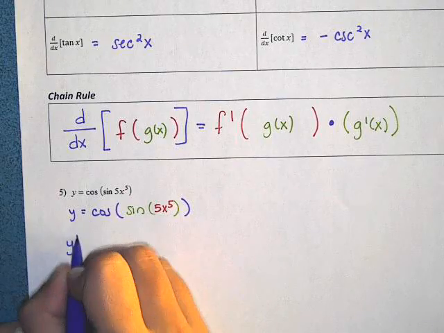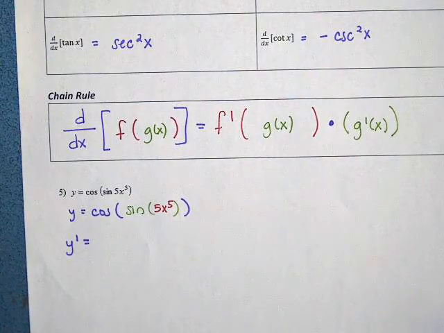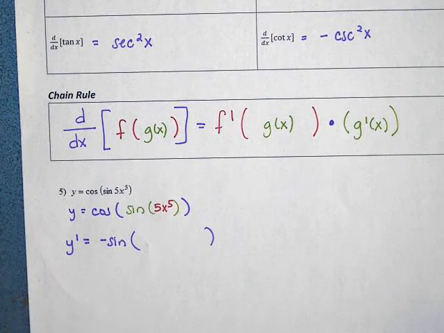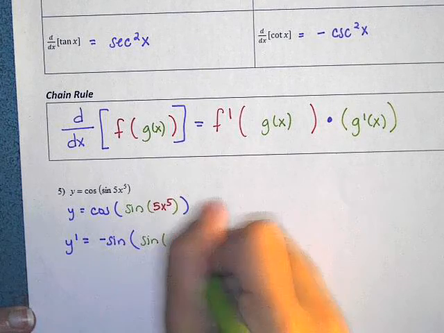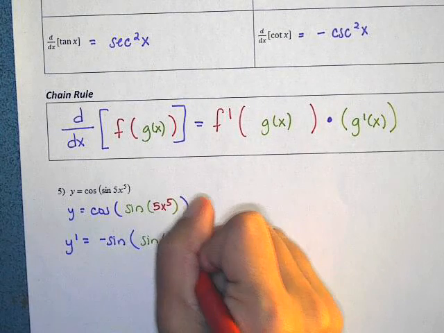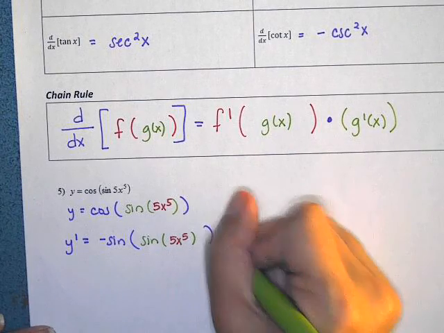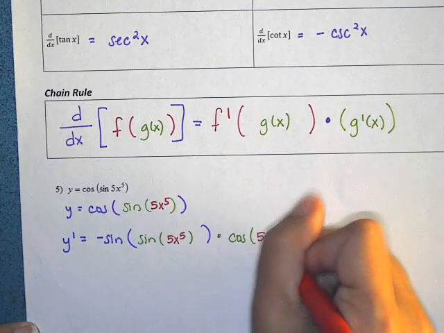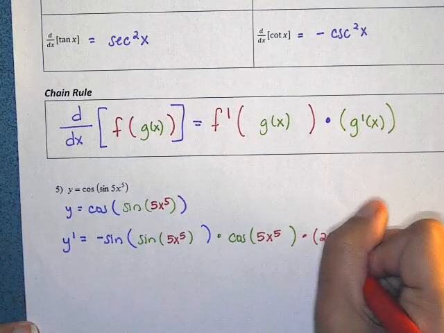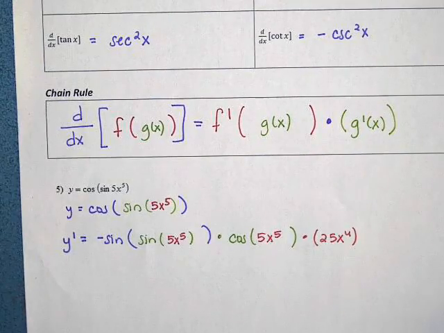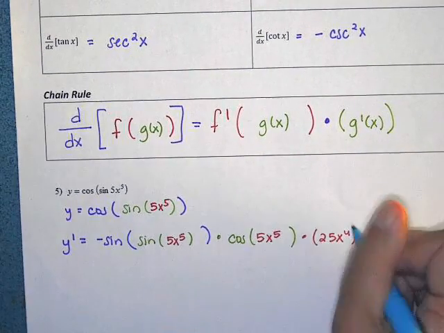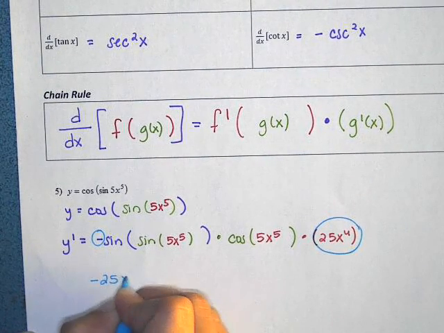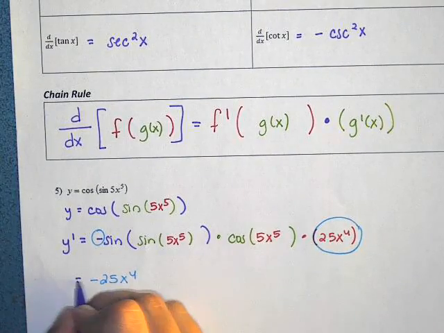So my derivative, you'll note that I'm changing notations there because I'm taking the derivative now, would be negative sine, leave the inside alone. Times the next layer's derivative would be cosine, leave the inside alone, times 25x to the 4th. If I just make this look pretty, I'm going to take the 25x to the 4th, I'm going to take the negative, and I'm going to put them at the beginning. And I'm going to leave everything else alone.